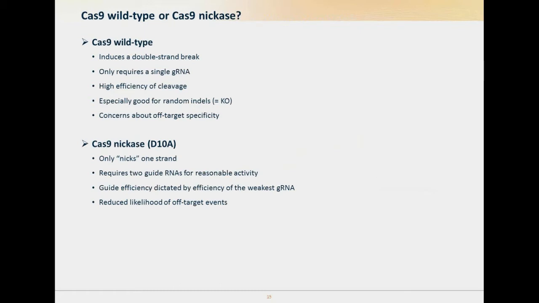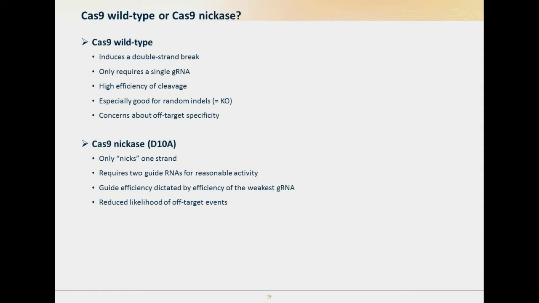So one of the things that you can do to get around the specificity issue is to think about what version of Cas9 you'd like to use. The Cas9 wild type protein induces a double-strand break, as we said earlier. It only requires a single guide, which is nice. Generally, it will have a very high efficiency of cleavage, although we'll talk a little bit about guide activity in a minute. It's particularly good for random indels. If you're looking to disrupt the sequence using NHEJ, where you don't need to control exactly what goes on, but you're fine with some bases getting deleted or added that disrupt the coding frame, then the wild type is very good. It can also be very good because it targets multiple alleles at the same time. But there are concerns about the off-target specificity.